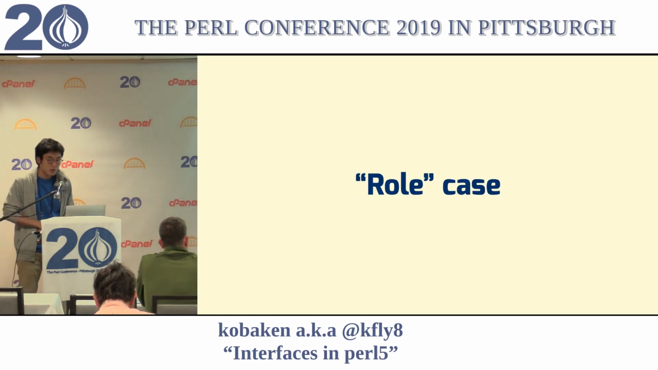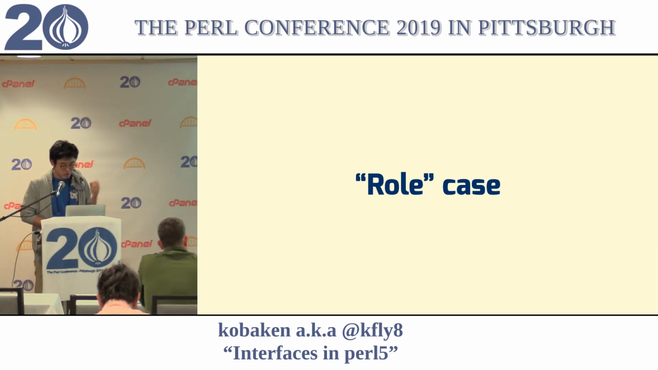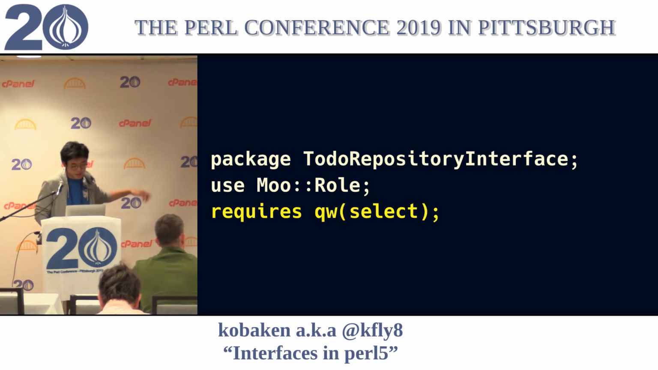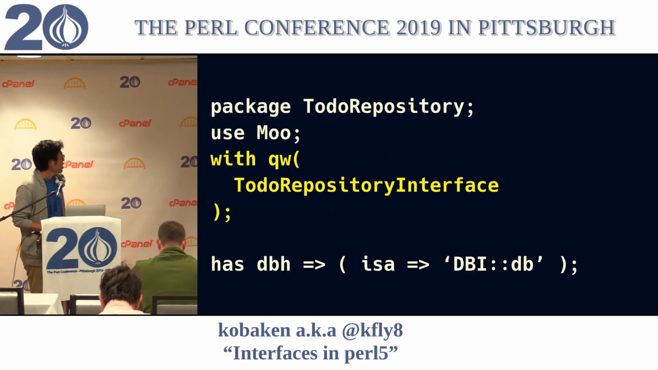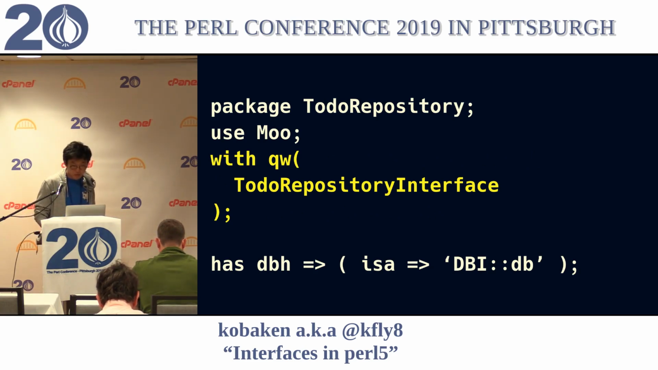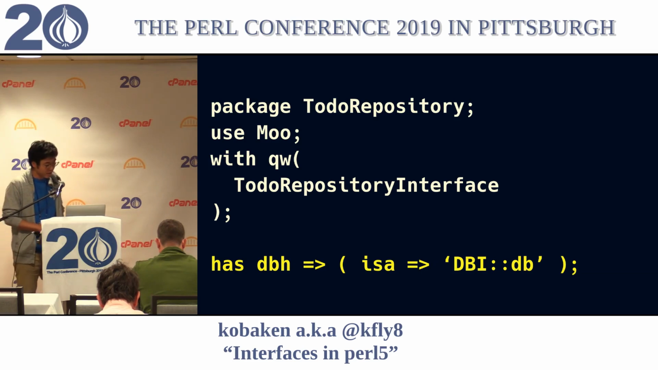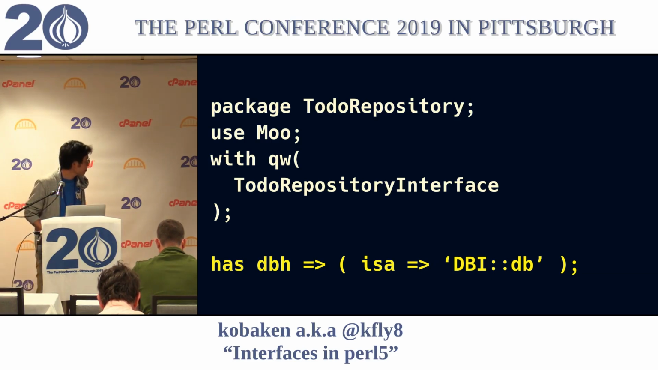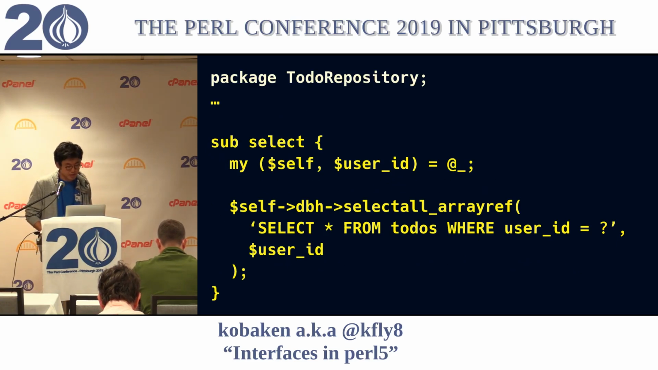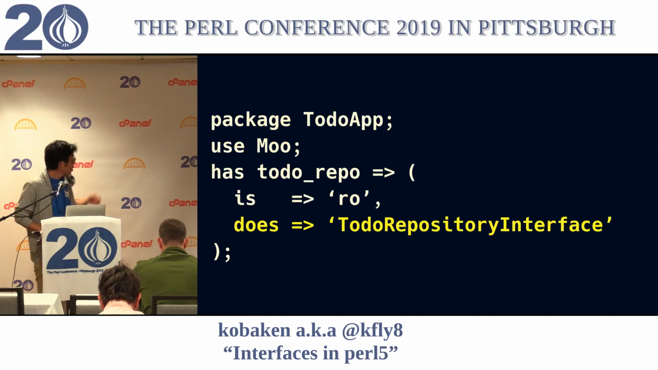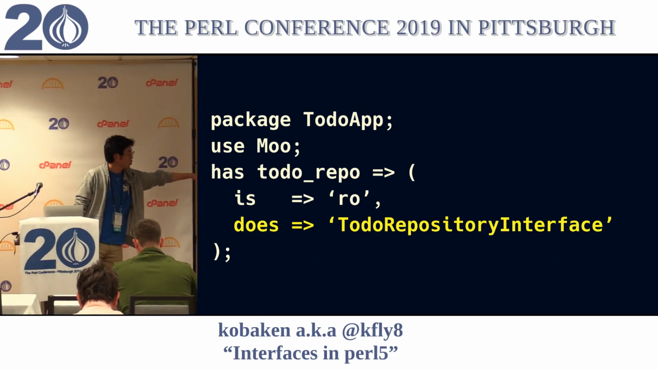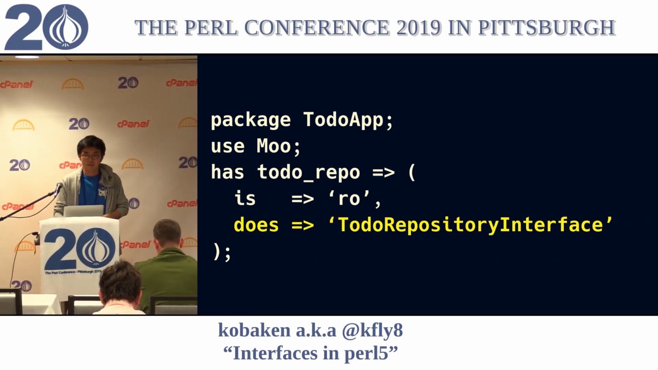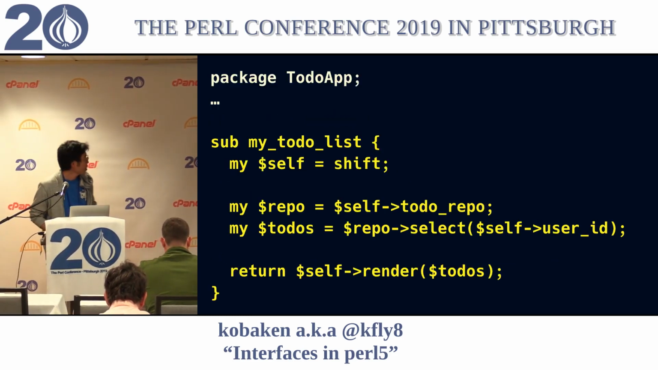Next, let's use roles. Using roles solves the 3 problems in the case of inheritance. First, define the interface using Moo role, and implement the to-do repository. And make the DB handler injectable. And implement the same select function. So the to-do app depends on the to-do repository interface, not the to-do repository. And implement the same my to-do list.